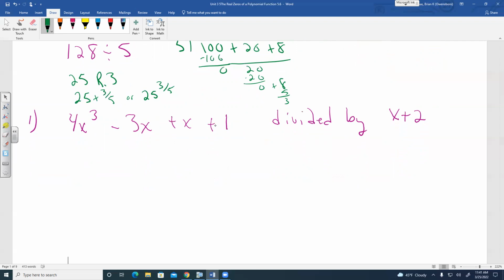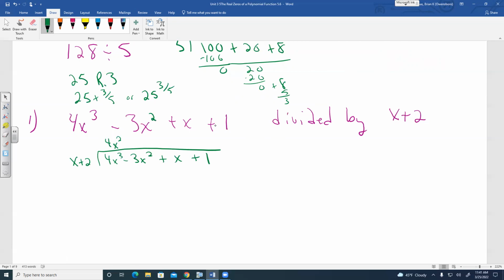So let's divide this 4x cubed minus 3x squared plus x plus 1. So I'm going to have x plus 2 on the outside. That's my divisor. And I'm going to divide that into our polynomial, 4x cubed minus 3x squared plus x plus 1. So x is going to go into 4x cubed. In other words, x times what matches that? Well, I need a 4 and I need an x squared. So x times 4x squared does make that perfect.